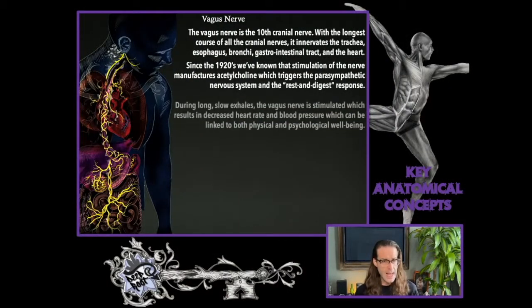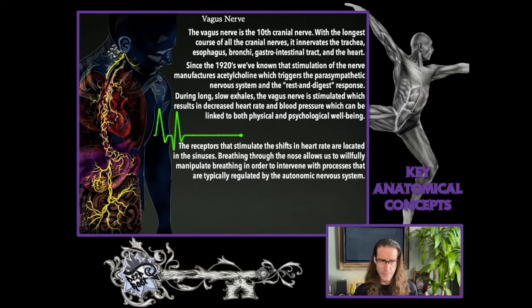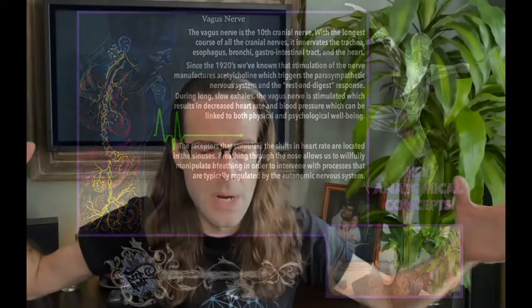During long, slow exhales, the vagus nerve is stimulated, which results in decreased heart rate and blood pressure, which can be linked to both physical and psychological well-being. The receptors that stimulate the shifts in heart rate are located in the sinuses. Breathing through the nose allows us to willingly manipulate breathing in order to intervene with the processes that are typically regulated by the autonomic nervous system. That's this big statement about how breathing is the bridge between the mind and the body.